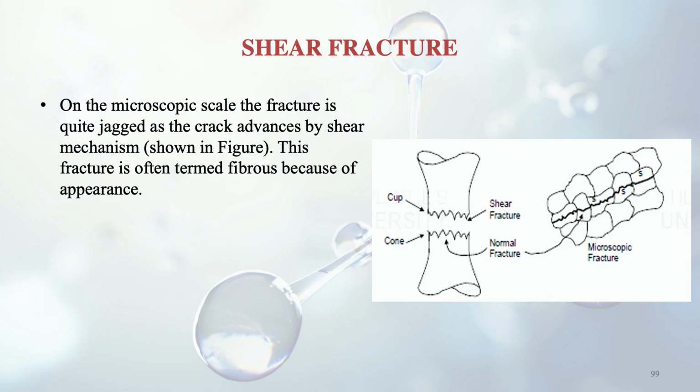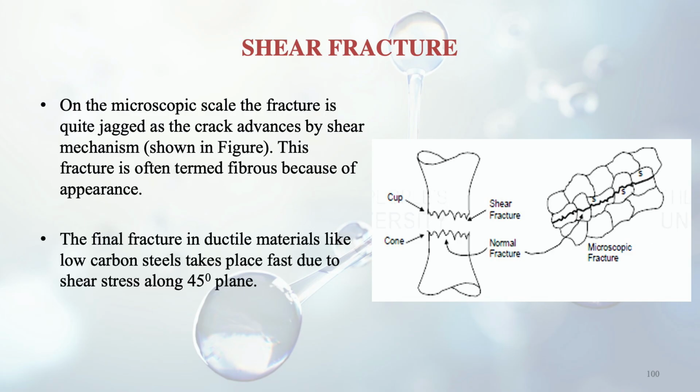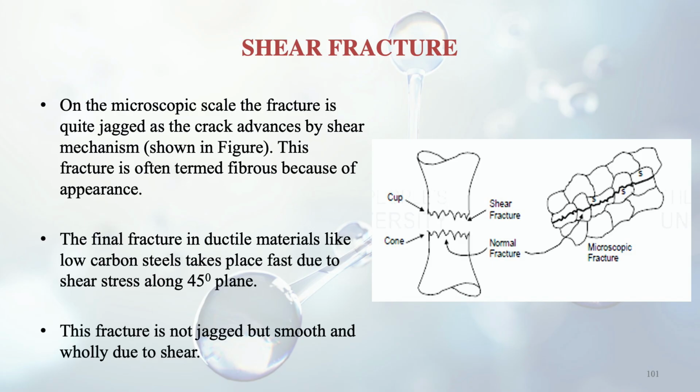On the microscopic scale, the fracture is quite jagged as the crack advances by shear mechanism. So it is not uniform, and this fracture is often termed fibrous because of the fibrous appearance, and is shown here in the figure also. Final fracture in ductile materials like low carbon steels takes place fast due to shear stress along a 45-degree plane, as you can see in the figure, and this fracture is not jagged but smooth and wholly due to the shear.